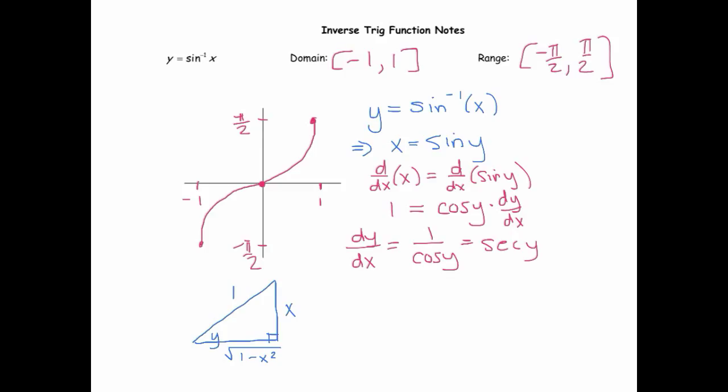The secant of y is just the reciprocal of the cosine of y. So the cosine of y would be adjacent over hypotenuse, which means that the secant would be hypotenuse over adjacent, or 1 over the square root of 1 minus x squared. So there is the derivative of sine inverse.